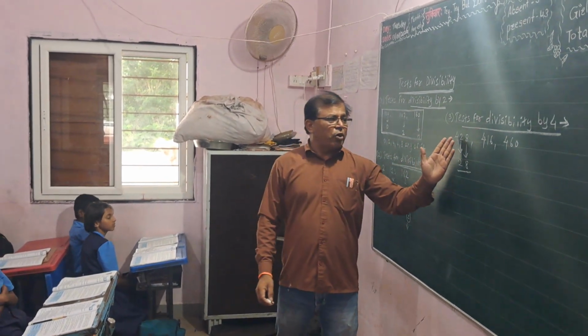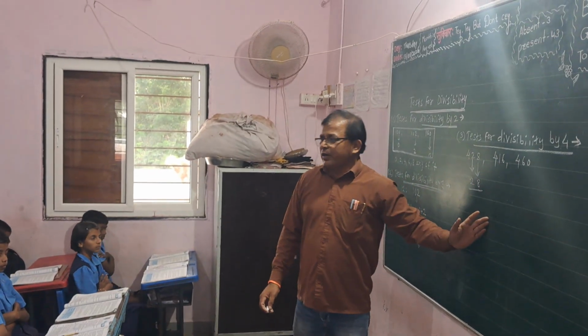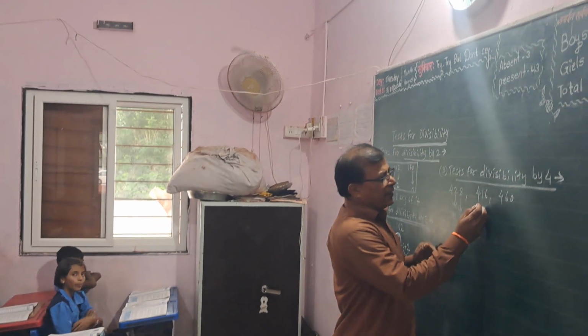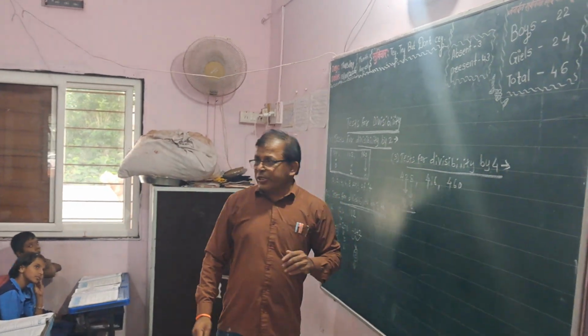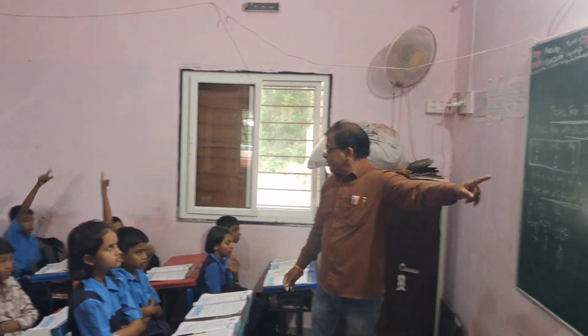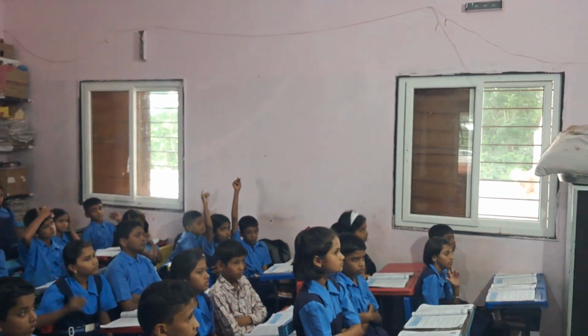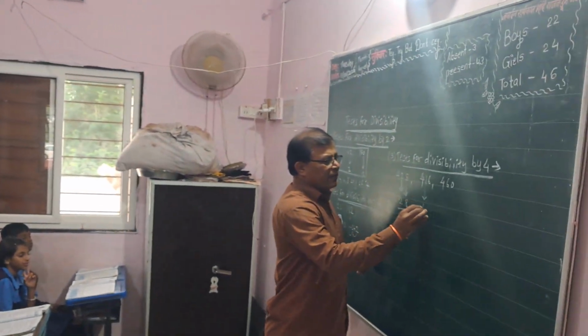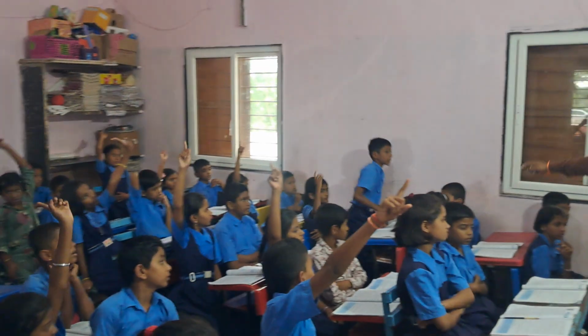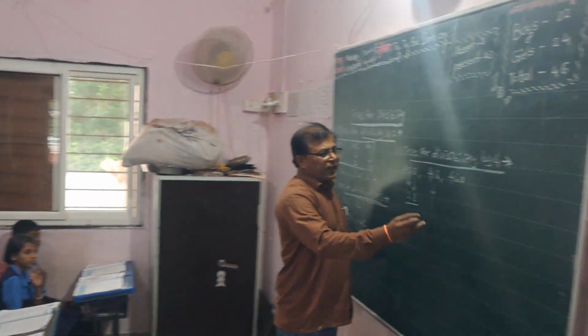Thus, the total number 428 is divisible by 4. Now, in this 416, which is the tens place digit? 1 is the tens place digit. After that, which is the unit place digit? 6 is the unit place digit.